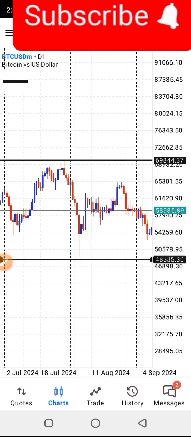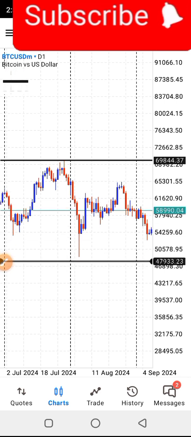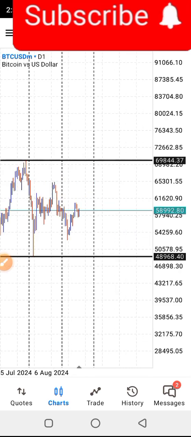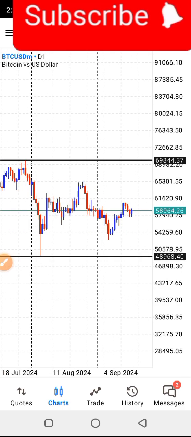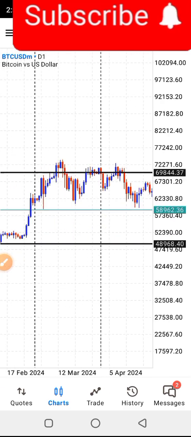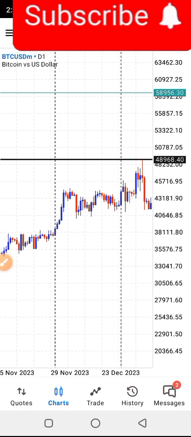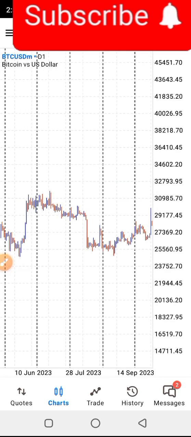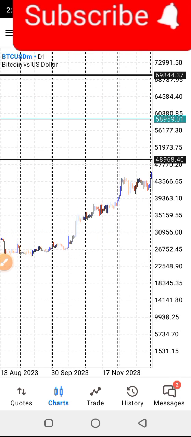Before I proceed, let me tell you the first thing that I think you should look out for. Try to understand the nature of the market. You can zoom out a bit like this, then scroll to the left to understand the nature of the market. I've checked this chart before, so I know the market is ranging, but let me show you why I said the market is ranging.